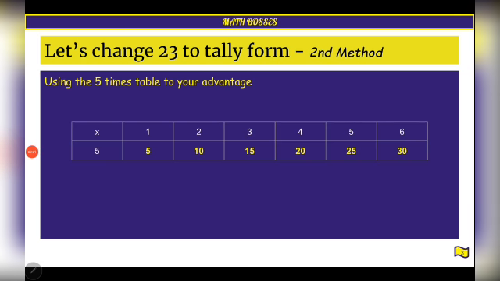Now how this method actually works is that we have to find out where the number we want to change lies on this table. Since we are changing 23, we know that 23 is a number that falls in between 20 and 25. Now that we know that 23 lies between 20 and 25, we take note of the smaller number, which is 20. Now 20 does not really matter right now. It's the number that is above 20 on this table, which is 4, that actually matters. Now 4 actually stands for 4 sets of 5s, and this is actually very important in changing to tally form, as you can see here.